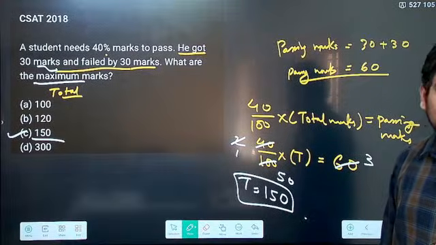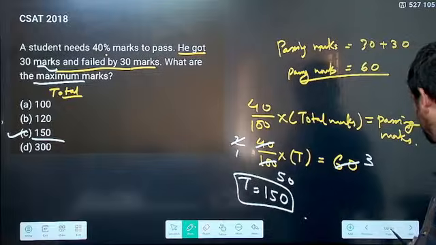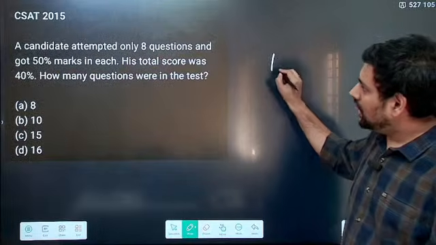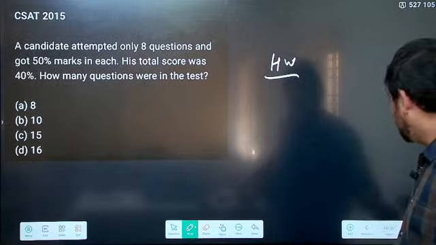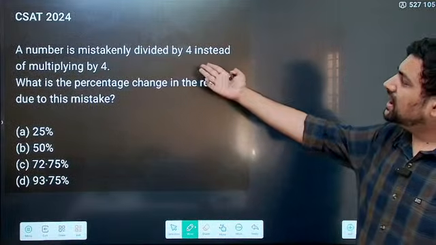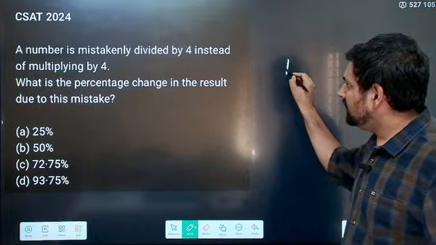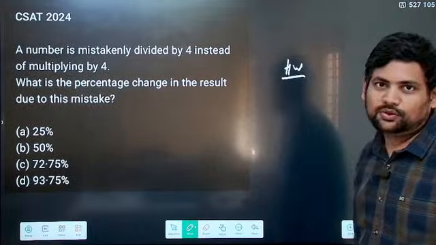Understood? Simple. So this is how you write equations and solve. Now these two are your homework. Very easy. I've kept the easier ones at the last. As you can see, a number is mistakenly divided by 4 instead of multiplying by 4. It is a simple percentage change. These two are your homework.